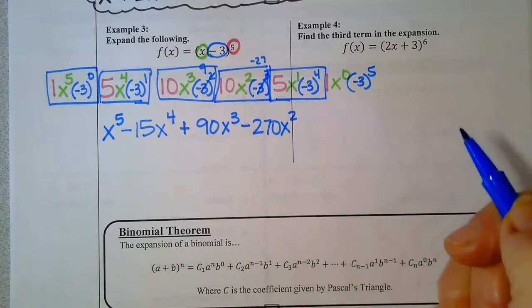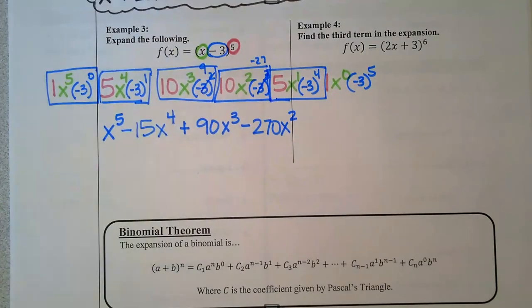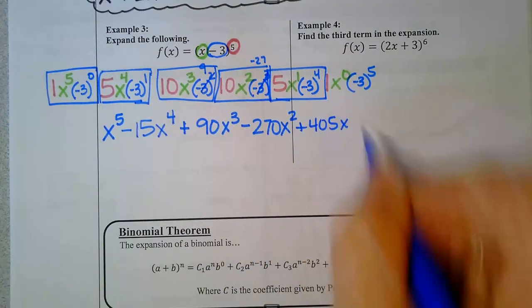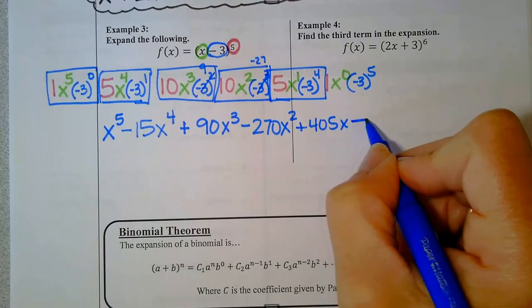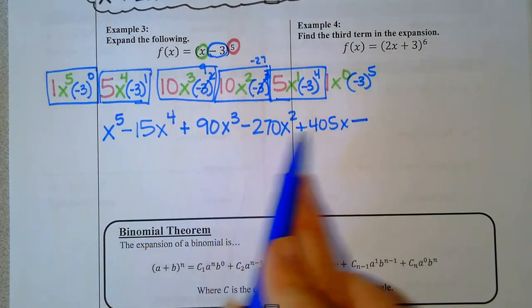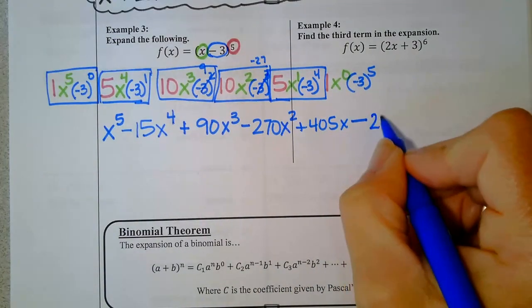And you will have a calculator. Negative 3 to the fourth is 81 times 5, 405 x, and then minus, so my signs alternate: negative, positive, negative, positive, negative. 3 to the fifth power is 243.